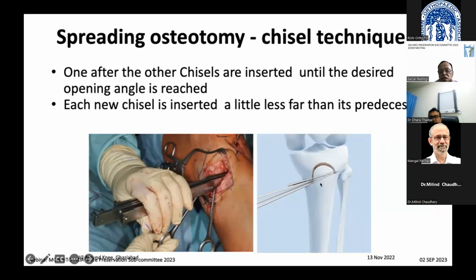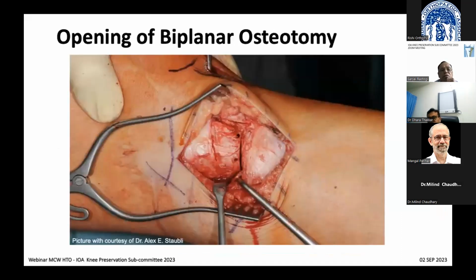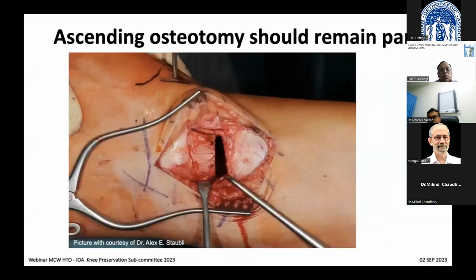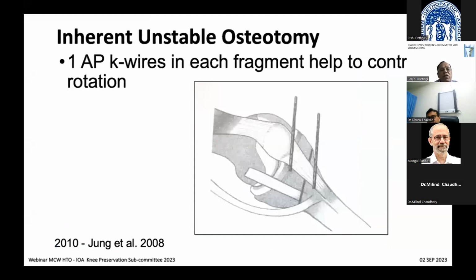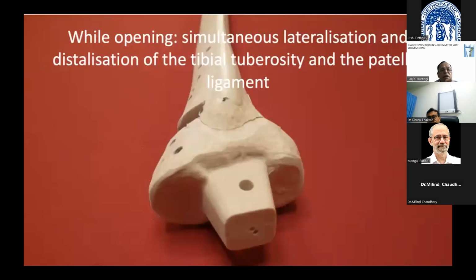Once the desired correction is achieved, we open and check by the cautery method or by alignment rod. But one thing is important, we must make sure that the anterior part of the osteotomy is in contact and they are parallel. Because if they are parallel, there is no change in the slope of the tibia. If there is an inherently unstable osteotomy, one wire each in the proximal and distal fragment is passed to make sure that there is no rotational malalignment.